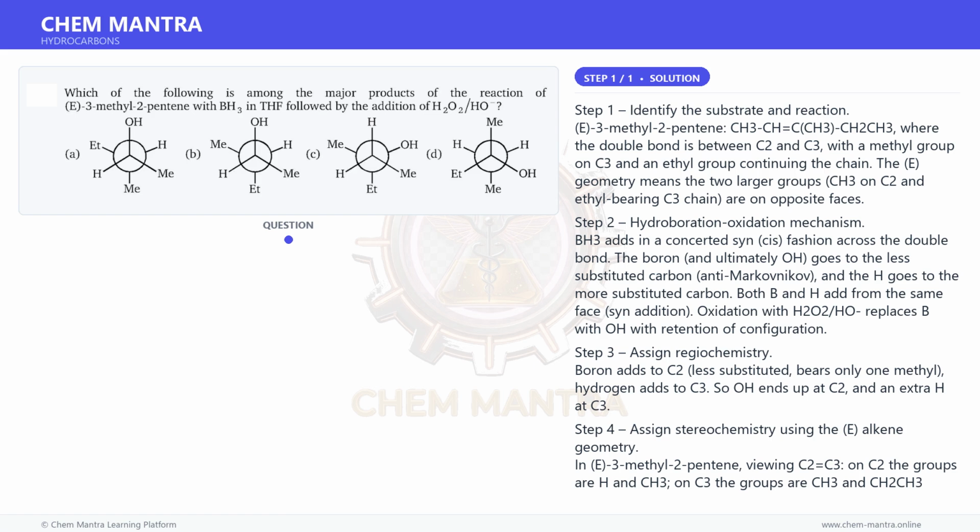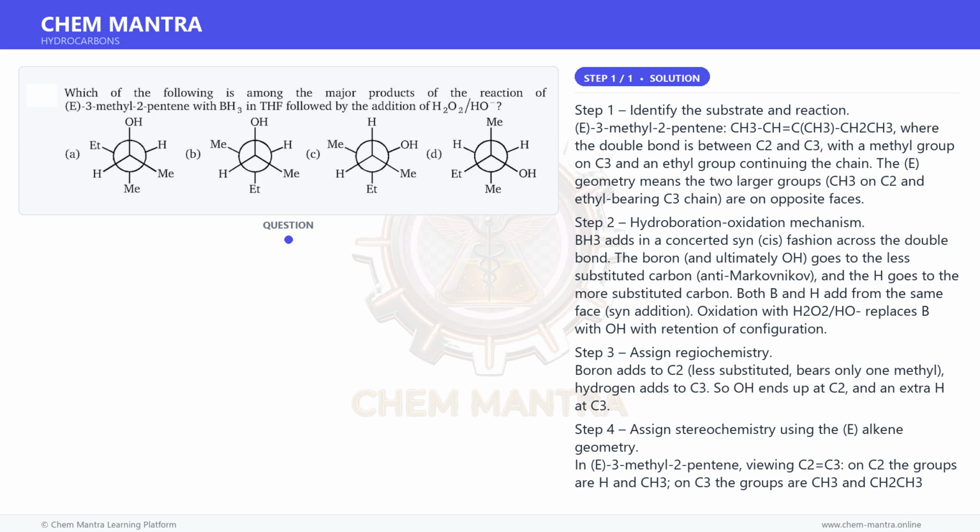Step 2. Hydroboration-oxidation mechanism. BH3 adds in a concerted syn, cis fashion across the double bond. The boron, and ultimately O, goes to the less substituted carbon, anti-Markovnikov, and the H goes to the more substituted carbon. Both B and H add from the same face, syn addition. Oxidation with H2O2 replaces B with O with retention of configuration.